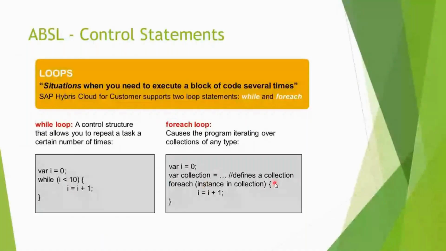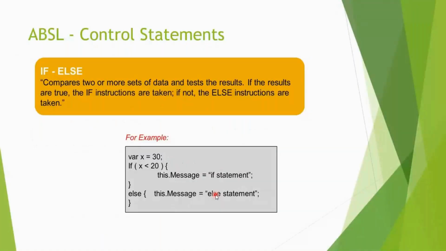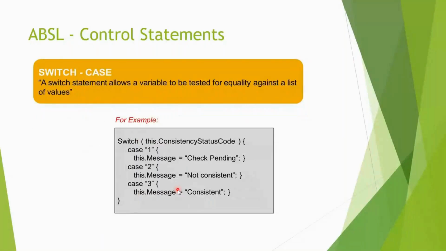Okay, and then if else is just similar to the other scripting languages. If the condition is true, this block will execute. If the condition is not satisfied, the else block will get executed. And then the switch case: if this condition is returning as 1, case 1 means this block will trigger. If the code is 2, then this one. If we have multiple cases, we can write a switch case in the backend.